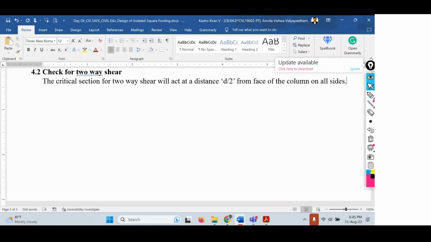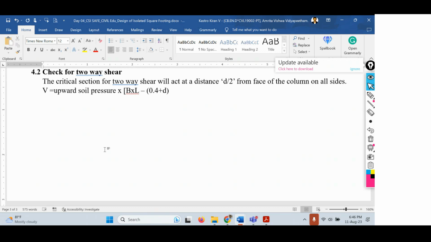Now let us find the shear force value for two-way shear consideration. Capital V equals the upward soil pressure into the width and length of the footing, that is the area of the footing, so B into L minus 0.4 plus D.